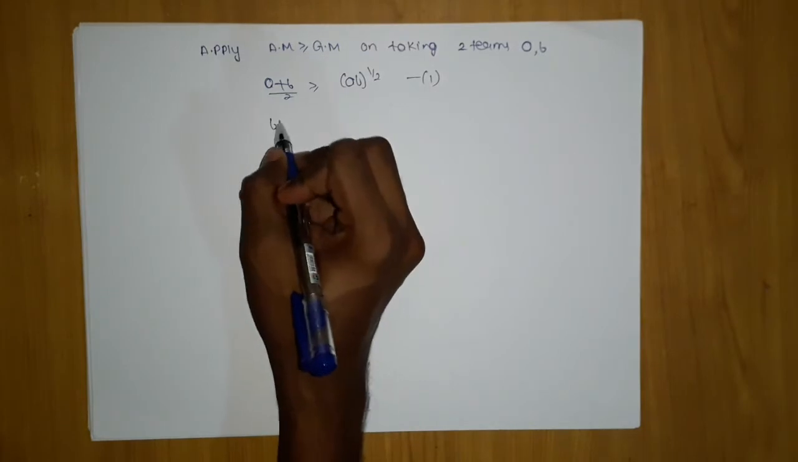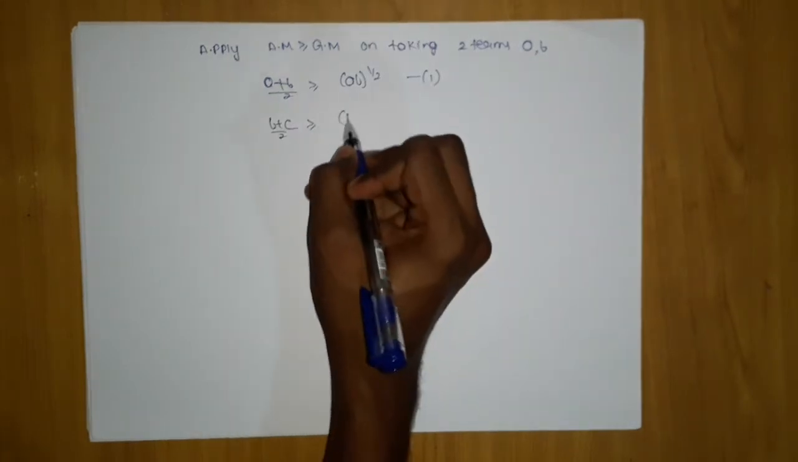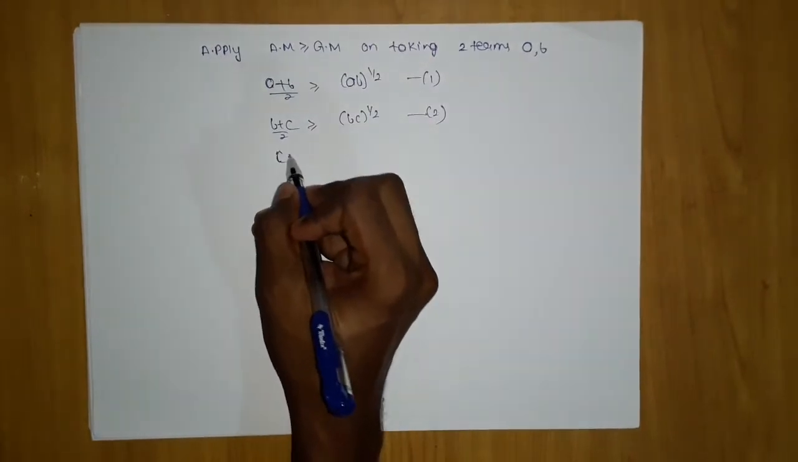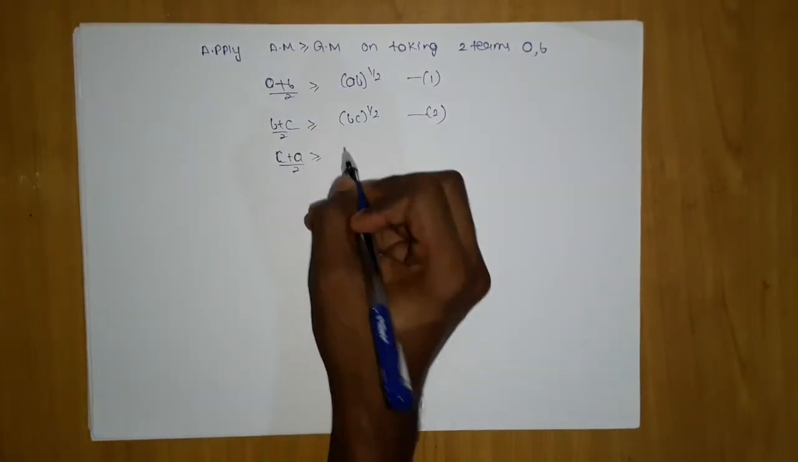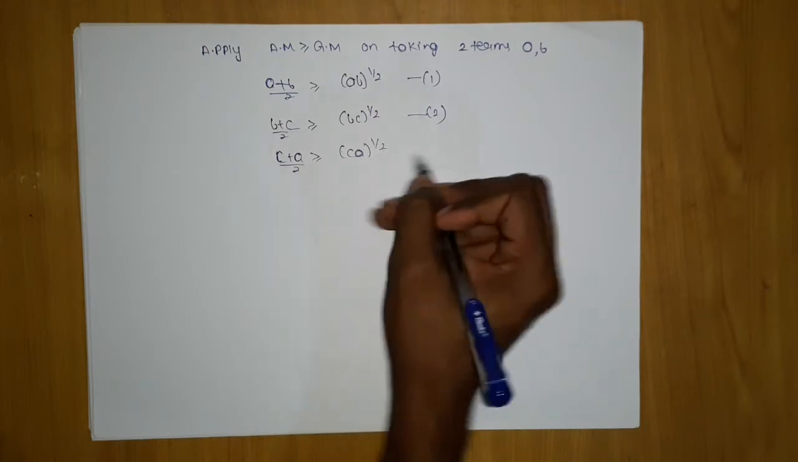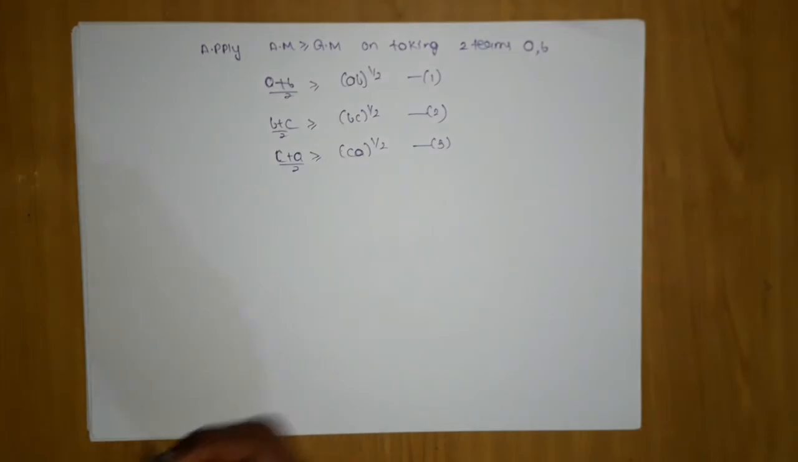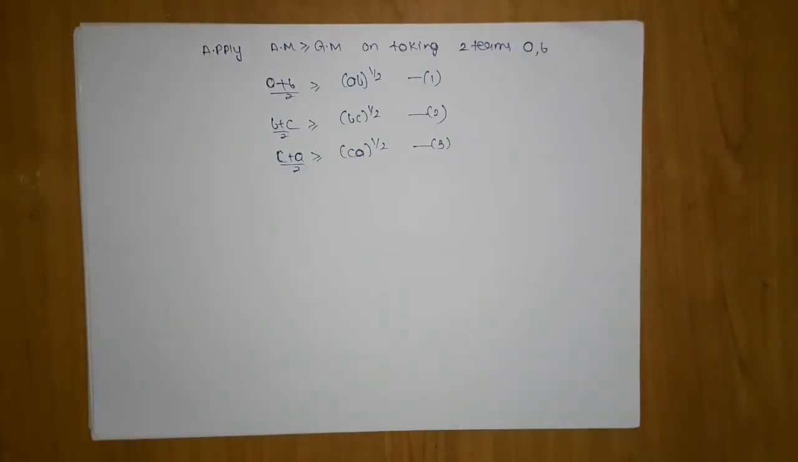Similarly we will do for (b plus c)/2 greater than or equal to (bc)^(1/2). Keep it as 2. (c plus a)/2, keep it greater than or equal to (ca)^(1/2). This will be what, 3. Now what we should do, if I multiply them, can we get this a plus b? I'm not thinking that we will get something like that.